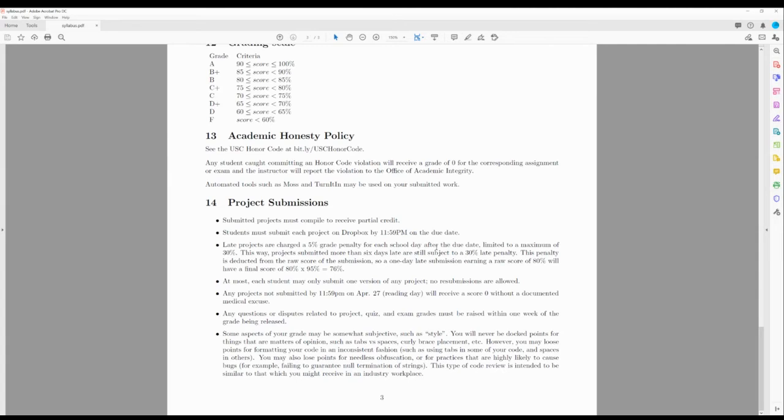The last bullet here is that some aspects of the project score will involve the organization and formatting of your code. We're not going to be super picky about this, but we're hoping that we can encourage you to write well-structured code. So that's it for the syllabus.